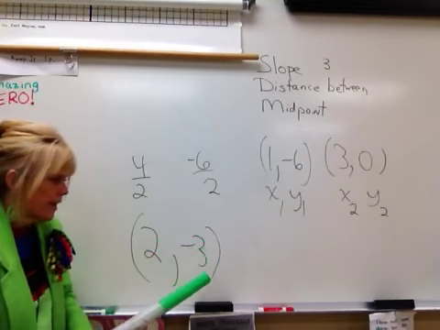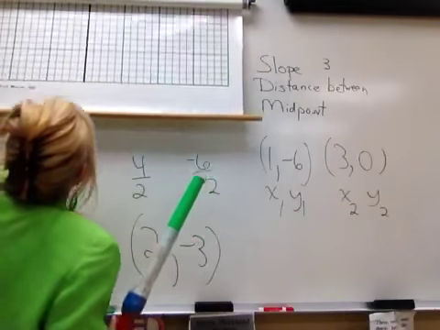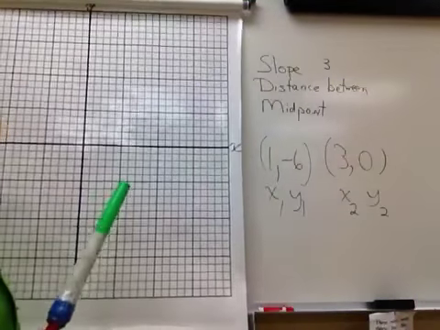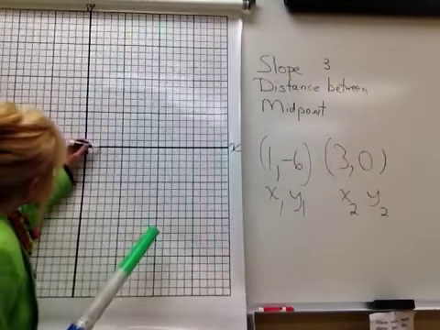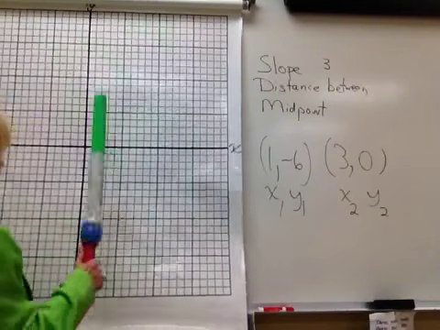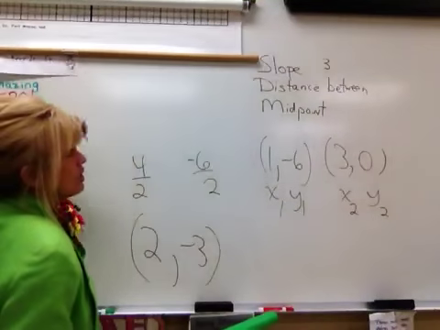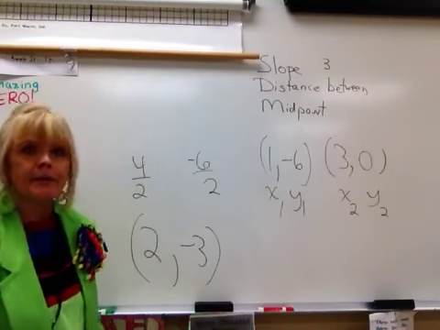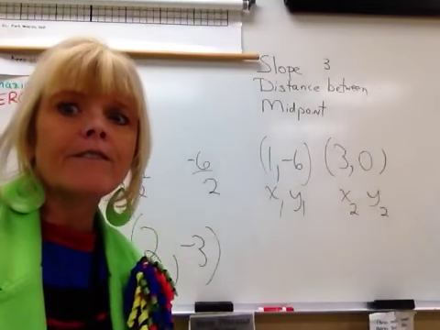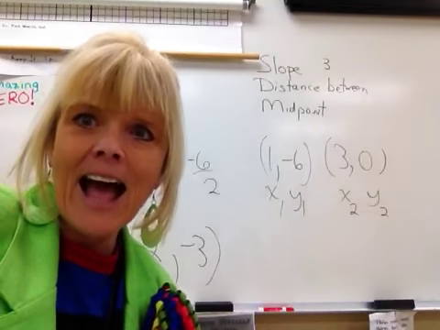2, -3. Hey, let's look and see if it really was. 2, -3. Ah! I erased it. 1, 2, -3. It was, anyway. And that is how you do slope, distance between, and midpoint. 3 very difficult, confusing problems.